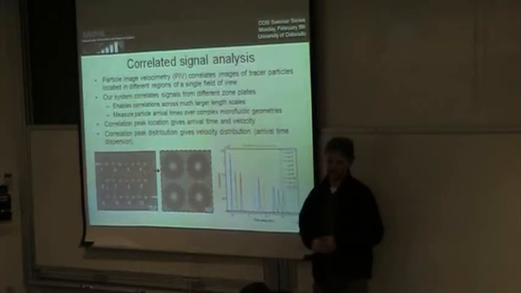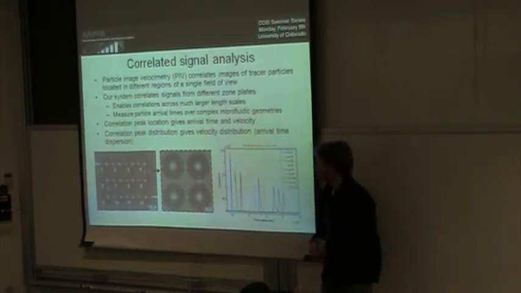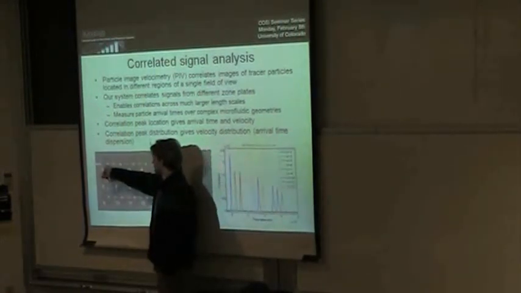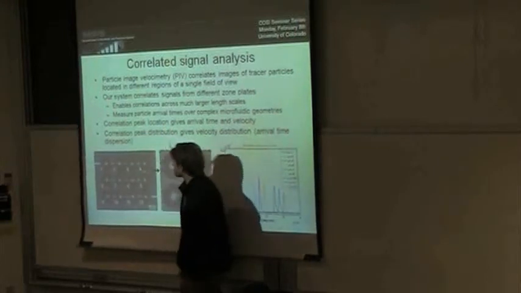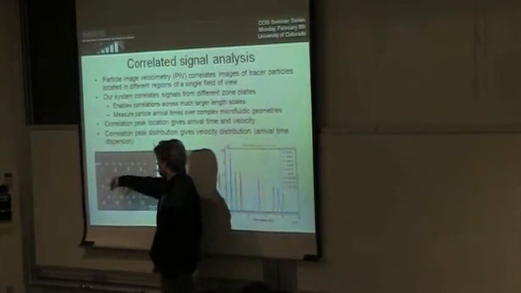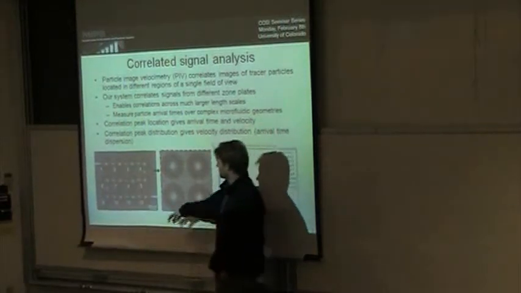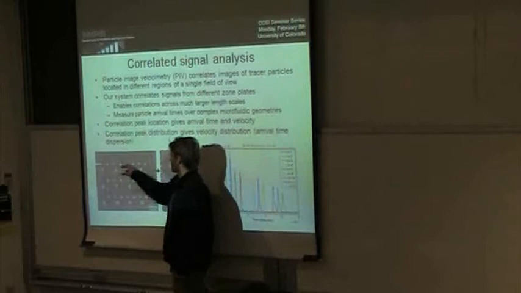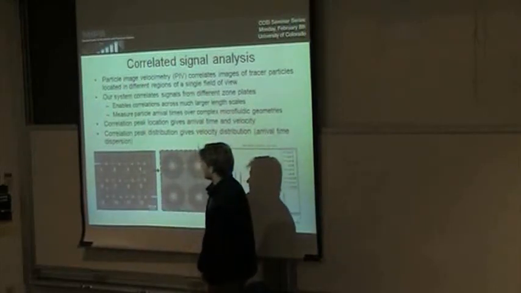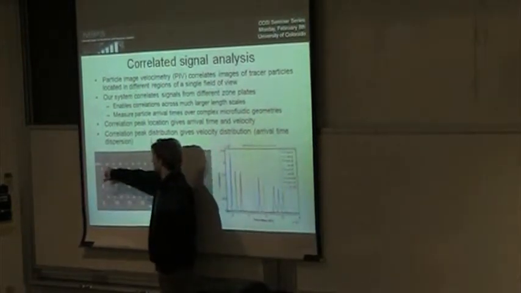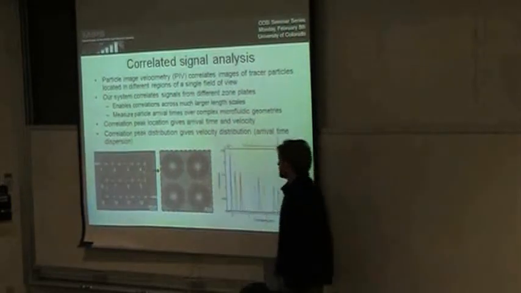So you're usually limited by the size of the field of view of that microscope objective. What we're doing is, for each field of view of the zone plate, we don't have a whole image, we just have a spot, but we have what is potentially a very large field of view because we can correlate the signal from different zone plates, and the distance between these different regions can be very large. So we can measure what happens to the beads as they travel through these channels.